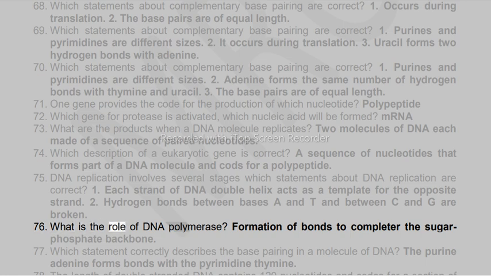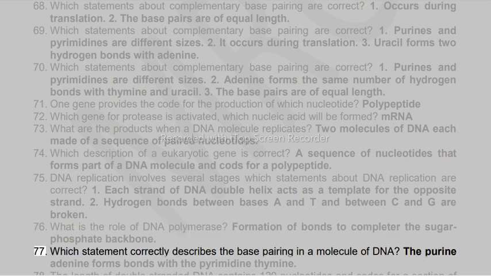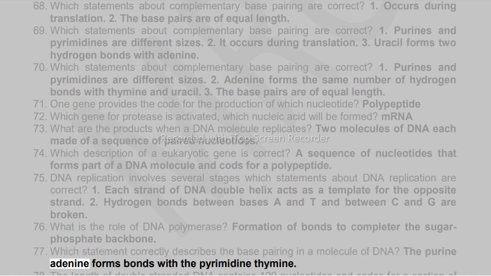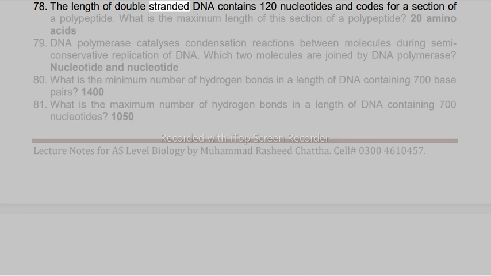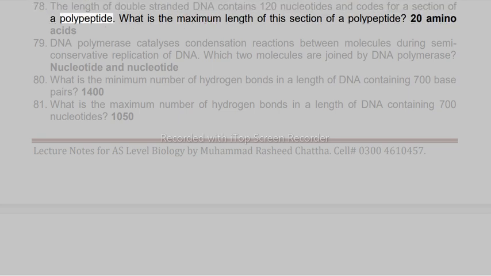76. What is the role of DNA polymerase? Formation of bonds to complete the sugar phosphate backbone. 77. Which statement correctly describes the base pairing in a molecule of DNA? The purine adenine forms bonds with the pyrimidine thymine. 78. The length of double-stranded DNA contains 120 nucleotides and codes for a section of a polypeptide. What is the maximum length of this section of a polypeptide?